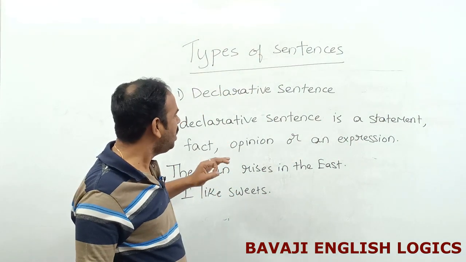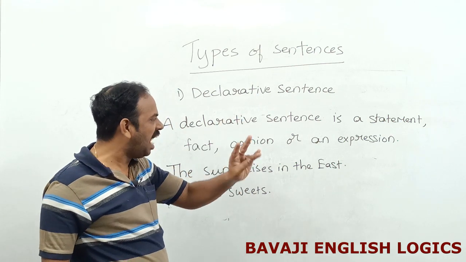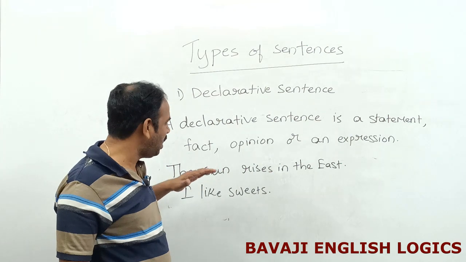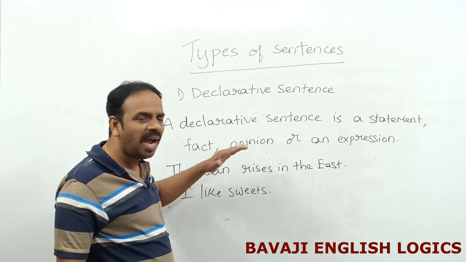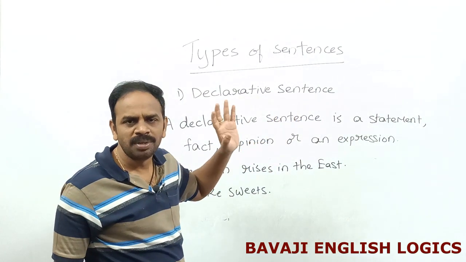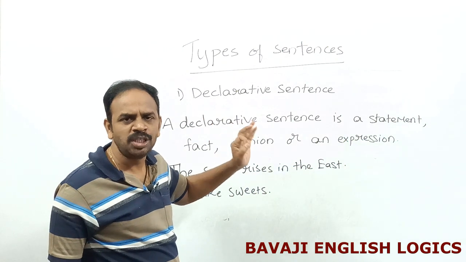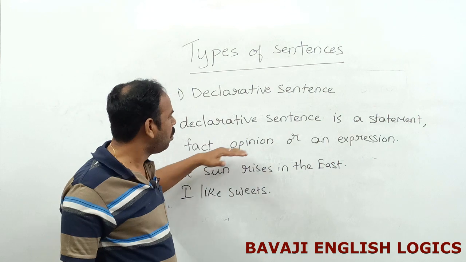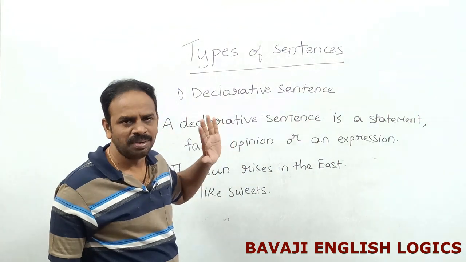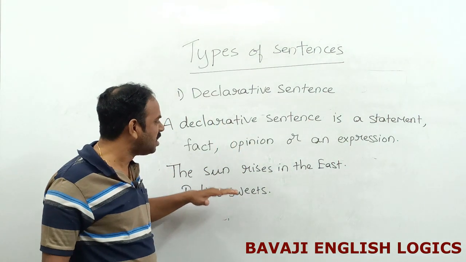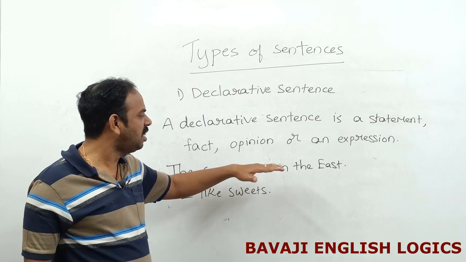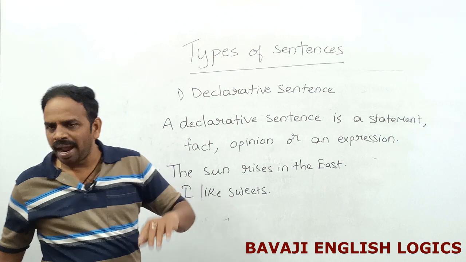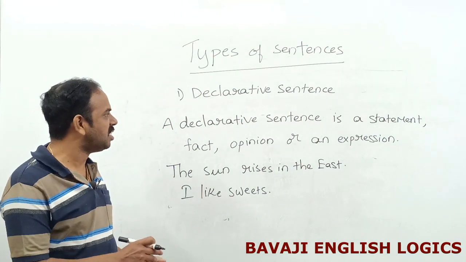So a declarative sentence is a statement, fact, opinion, or an expression. It contains a subject and ends with a full stop. So these two can be the examples: the sun rises in the east, I like sweets.